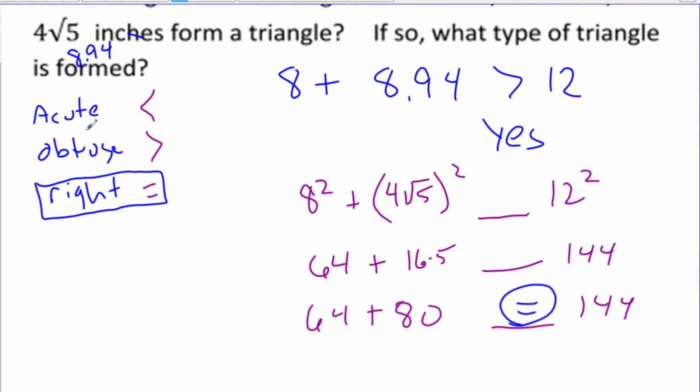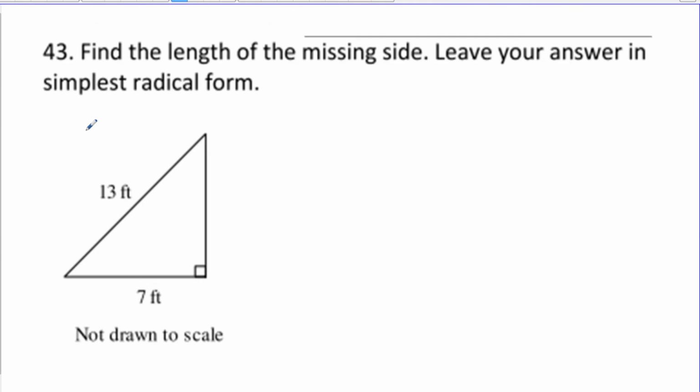So use the non-squared version to check to see if it is a triangle. Use the Pythagorean theorem version to check to see what type of triangle.